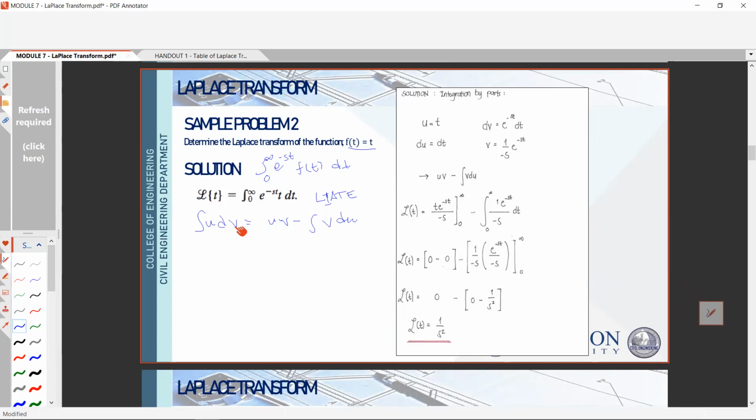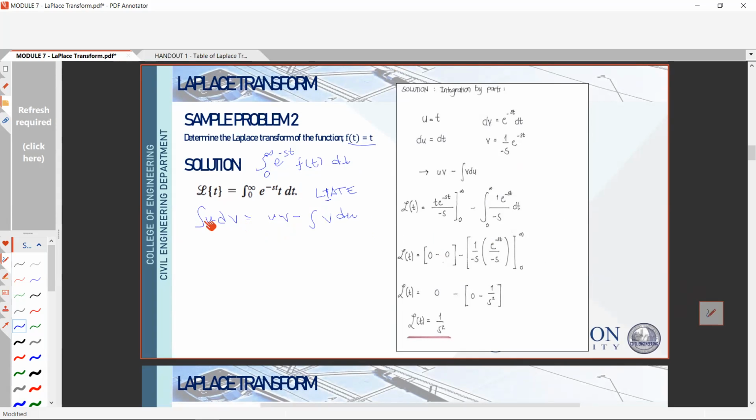So, this one, paano ba nalalaman kung sino si u and sino si dv sa function na 'to? Sundan mo lang din 'tong LIATE na 'to, yung term nila na LIATE. Sundan mo lang 'to. Which is which? Sinong nauuna, si algebraic o si exponential? Di ba nauuna si algebraic, letter A, bago si exponential? Therefore, dito, si algebraic, nauuna, siya si u. And si dv, siya si e raised to negative st.